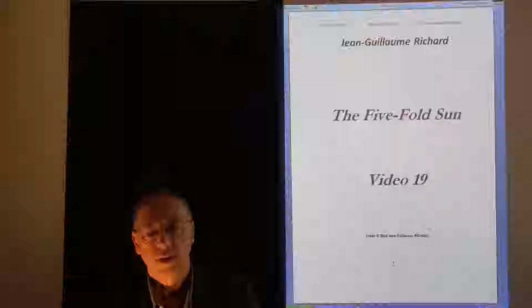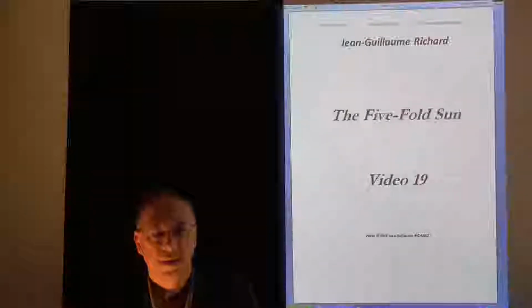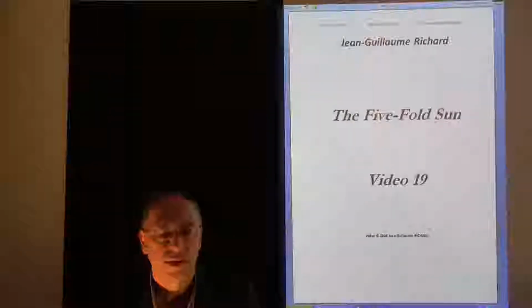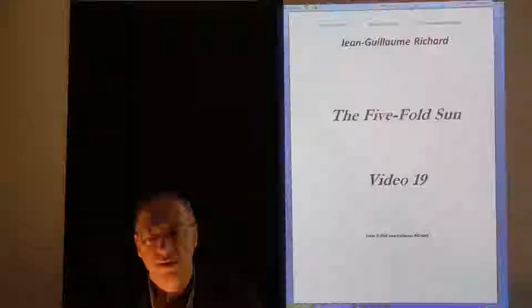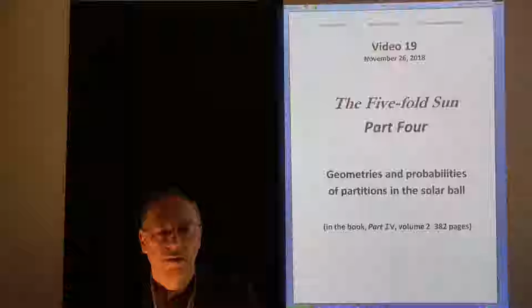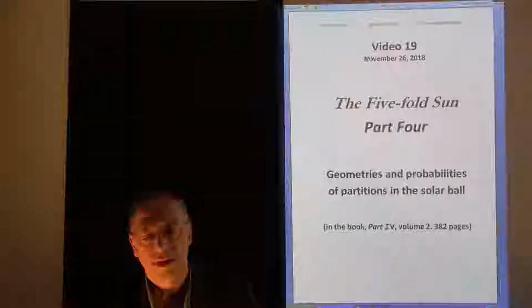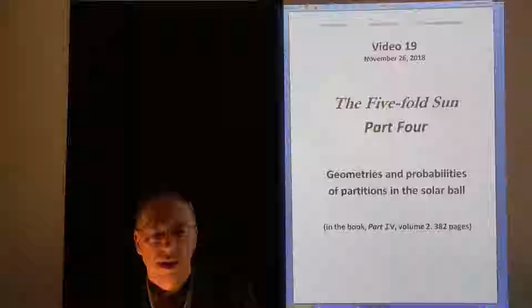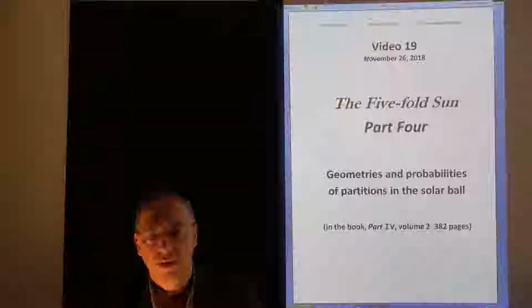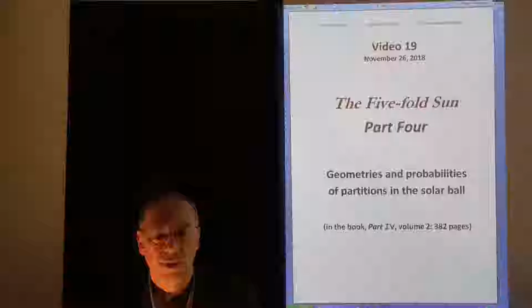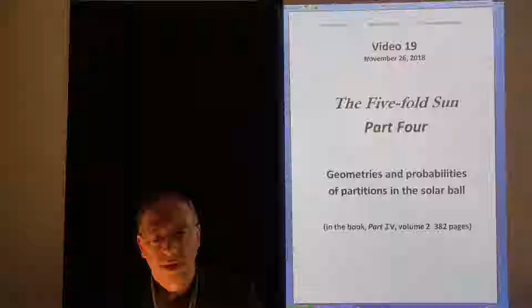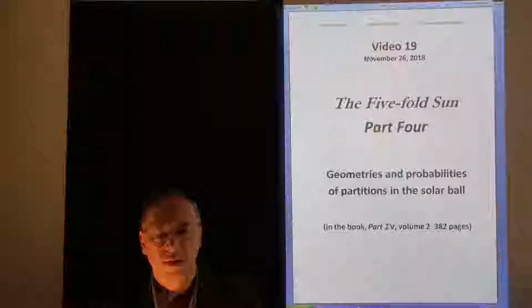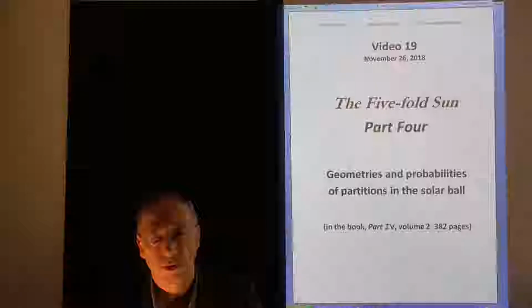Ladies and gentlemen, welcome to video 19 in a series of video lectures that are companions to the book The Fivefold Sun, filed at the Bibliothèque Nationale de France in Paris in late 2017. We are today November 26 in the year 2018, about a year later, and we address now the issue of the geometries that are possible, that are conceivable, and the probabilities associated with these in the partitions of the solar ball as suggested in this book.